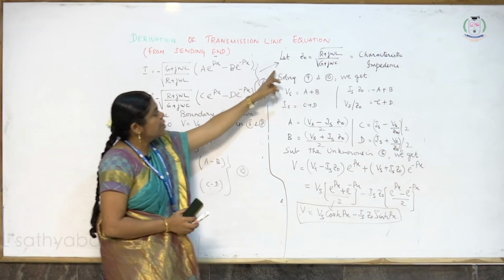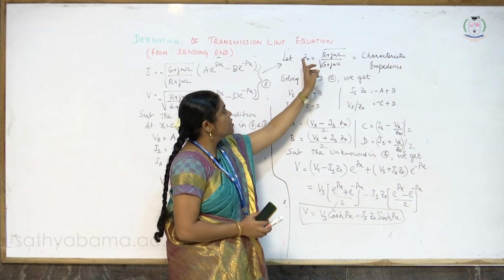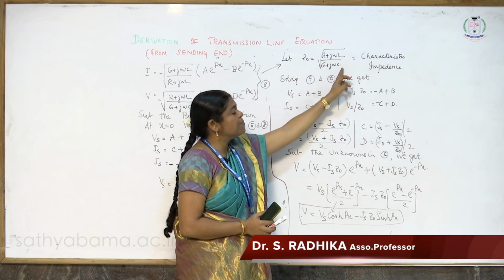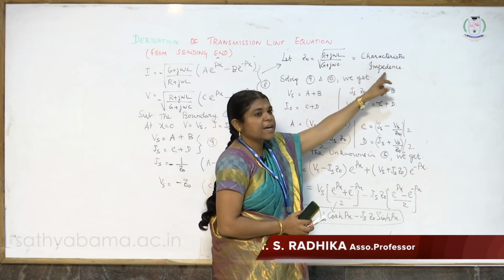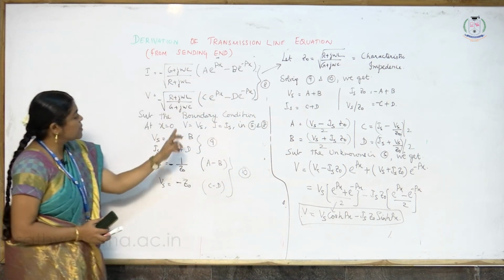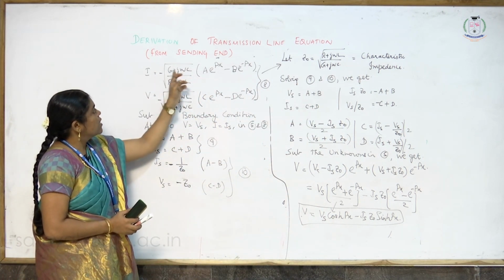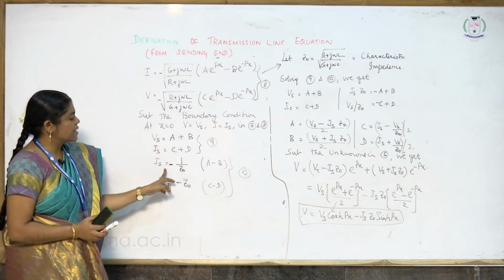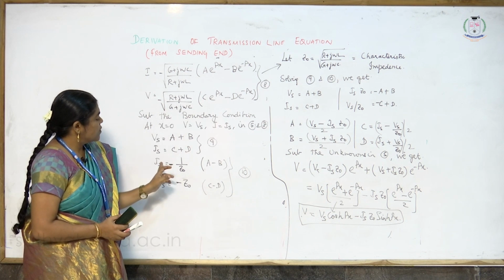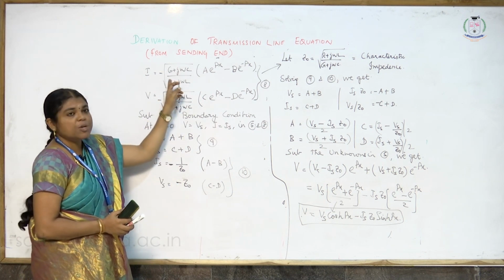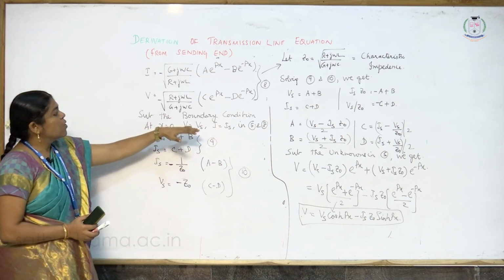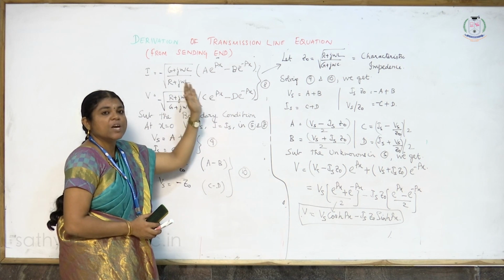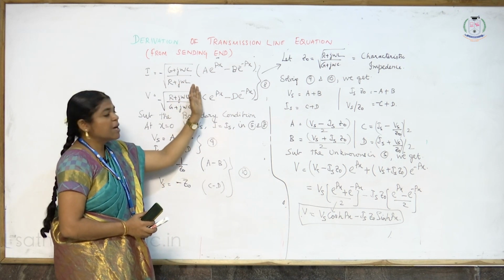So, if I introduce one more constant called Z naught, which is equal to square root of (r plus j omega l) divided by (g plus j omega c), which I call the characteristic impedance, and it is substituted in place of this in equation number 8, we are going to get equation number 10. That is, this term is going to be replaced by Z naught. So, still equation number 8 and equation number 5 are going to be functions of the unknown constants A, B, C and D.